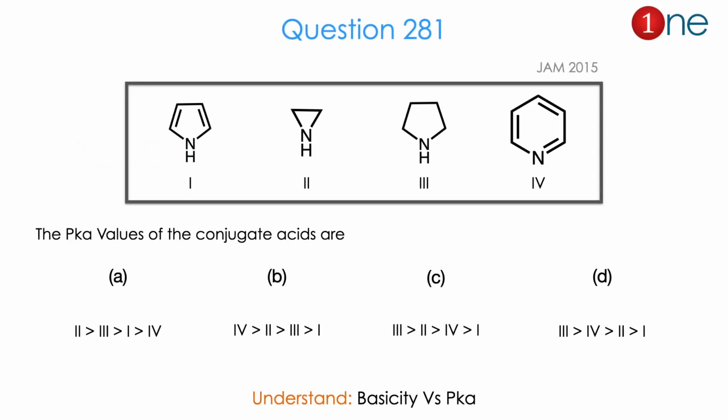Let us look at the first question. They have given 4 different structures. First one is pyrrole. Second one is a 3-member nitrogen ring. Third one is a 5-member nitrogen ring. Fourth one is pyridine. Basically, you have to guess the conjugate acid and its acidity. So from the 4 structures and their nitrogen, you have to guess the pKa value of the conjugate acid. So the question is basically about basicity versus pKa. The answer is C. Let us see how.